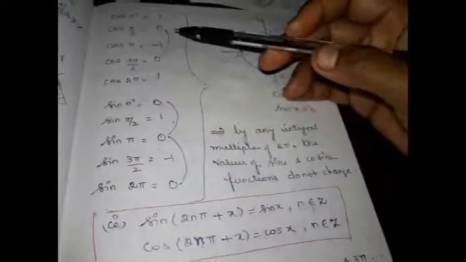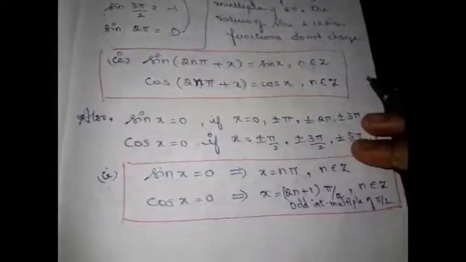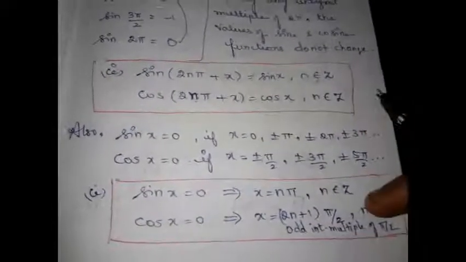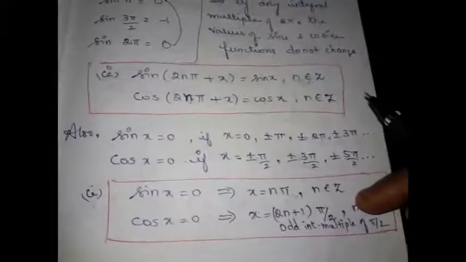Then after analyzing the trigonometric ratios of the quadrant angles, we came to another conclusion that the sine function will become 0 in the integral multiple of pi, and the cosine function will become 0 in the odd integral multiple of pi by 2. So to start with, we learnt all these things.